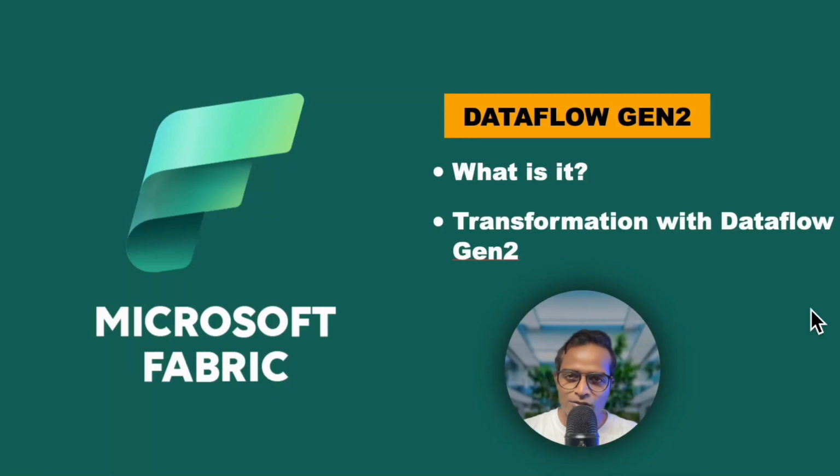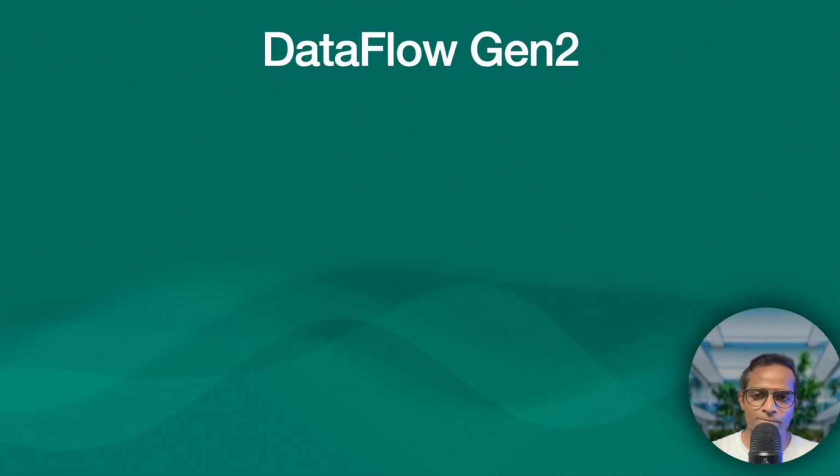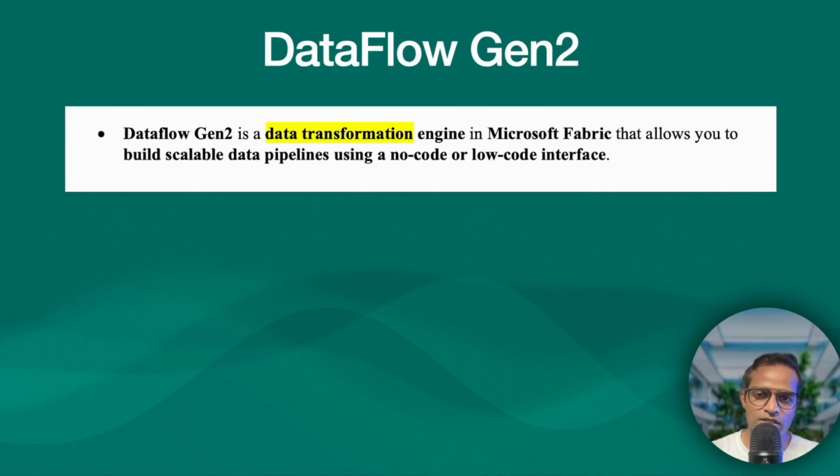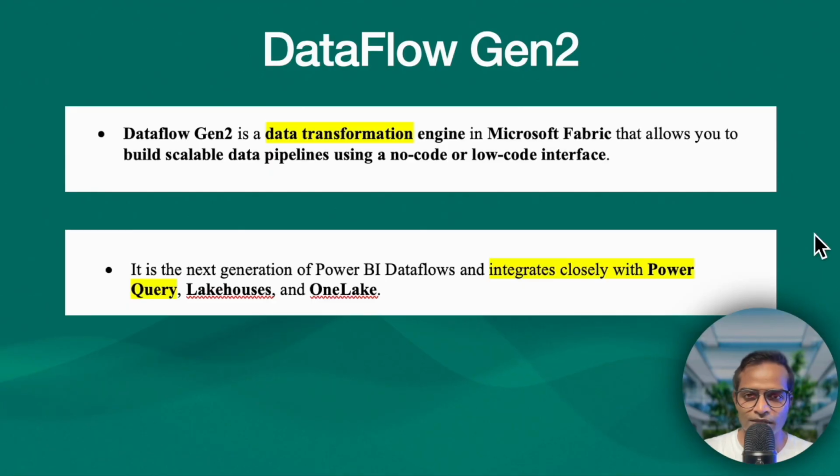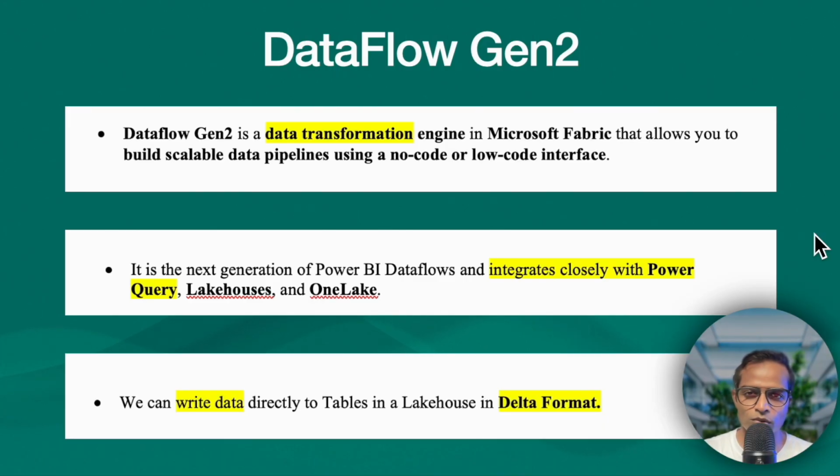Hello all. In this video, we're going to see what Dataflow Gen2 is and how to do data transformations with Dataflow Gen2. Dataflow Gen2 is a data transformation engine in Fabric which allows us to build scalable data pipelines with no code or low code interface. It integrates closely with Power Query, Lakehouses, and OneLake. The experience is very similar to Power Query. And when it comes to writing the data, we can write the data directly as delta tables in the Lakehouse.